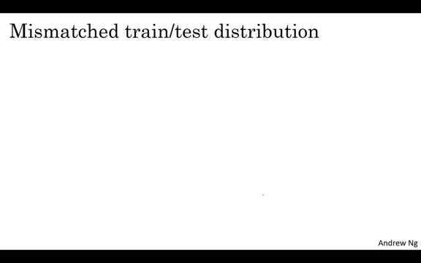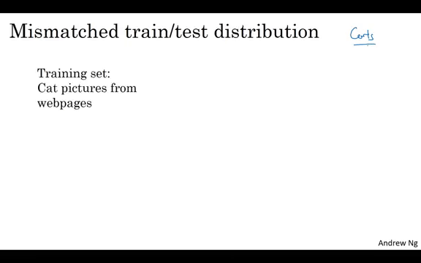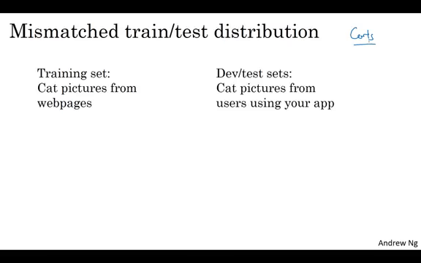Let's say you're building an app that lets users upload a lot of pictures, and your goal is to find pictures of cats in order to show your users. Maybe all your users are cat lovers. Maybe your training set comes from cat pictures downloaded off the internet, but your dev and test sets might comprise cat pictures from users using our app. So maybe your training set has a lot of pictures crawled off the internet, but the dev and test sets are pictures uploaded by users.